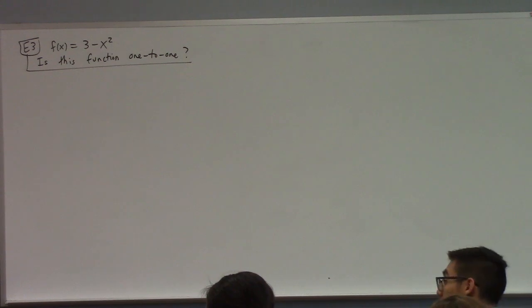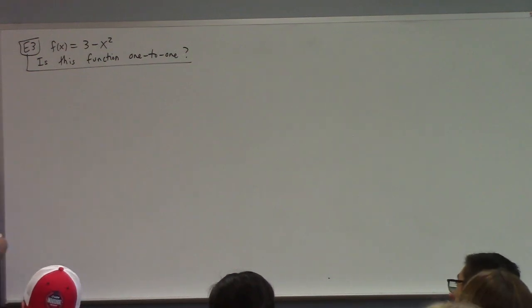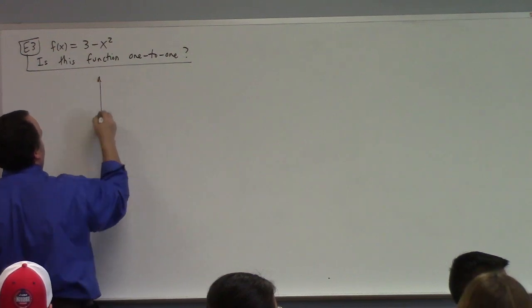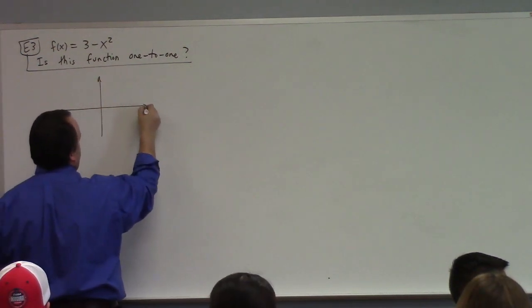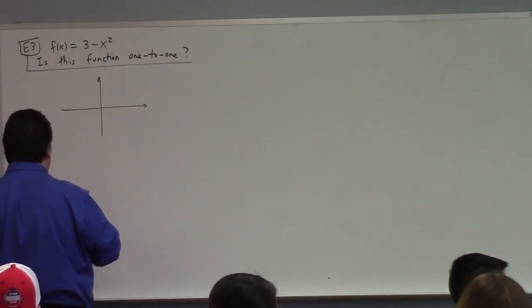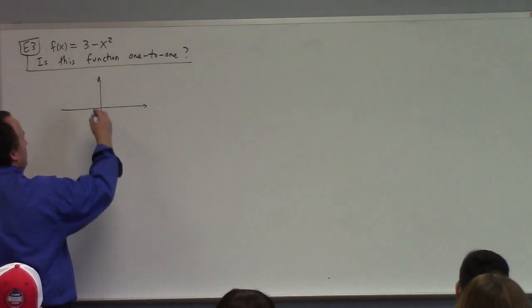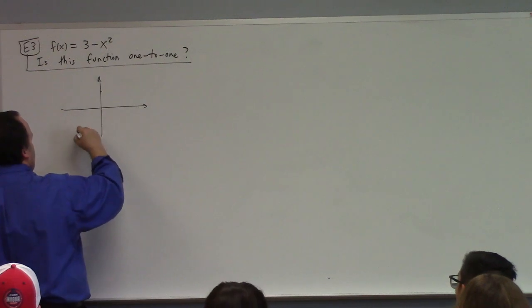But this is a new thing. This is a horizontal line test. There are some functions which pass the horizontal line test, and there are some which don't. And this one doesn't. So yeah? It can't because it's an even function. So that means that it can't be a one-to-one because there's going to be some duplicate. Good point. That's actually a very good point.